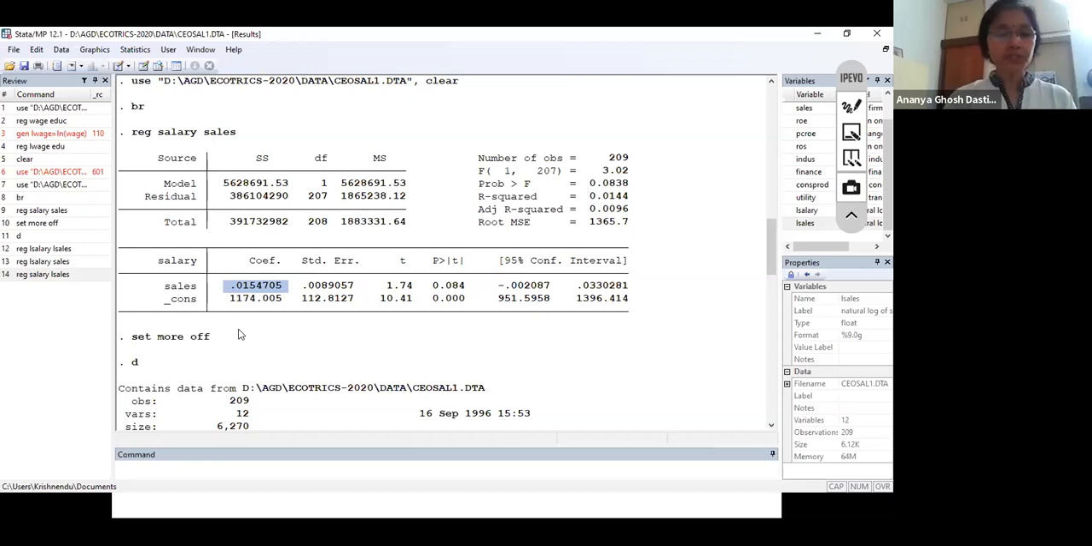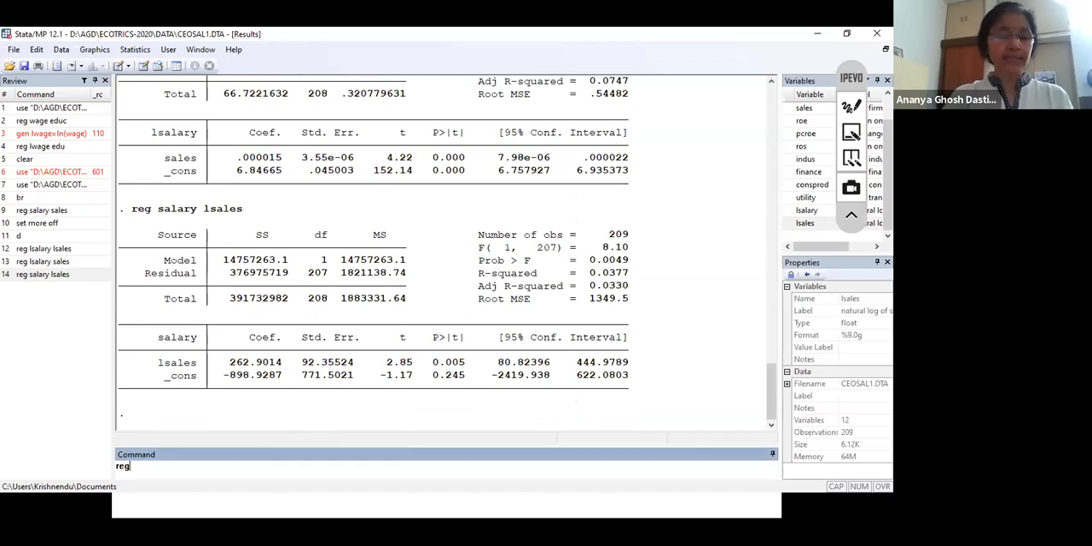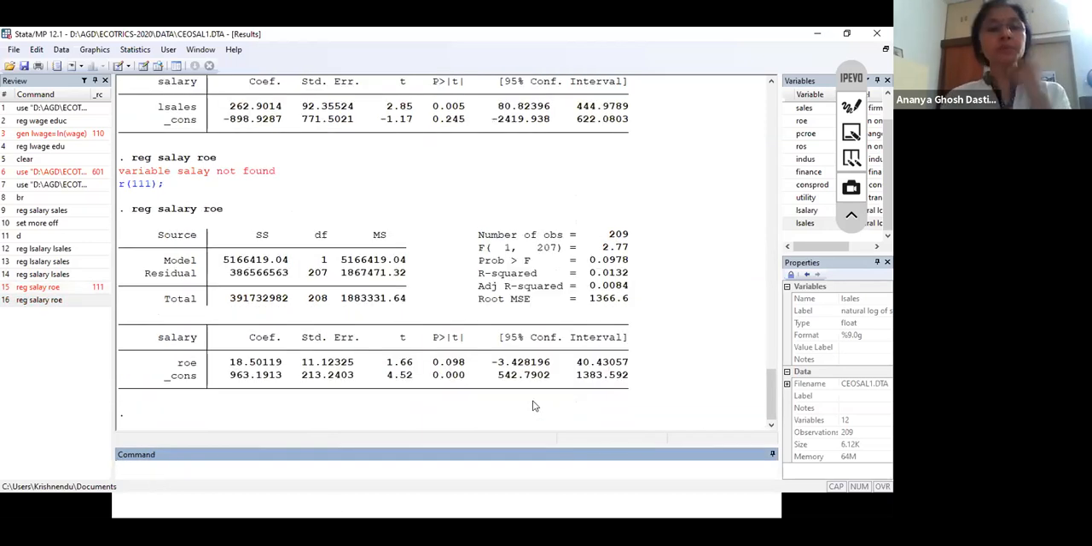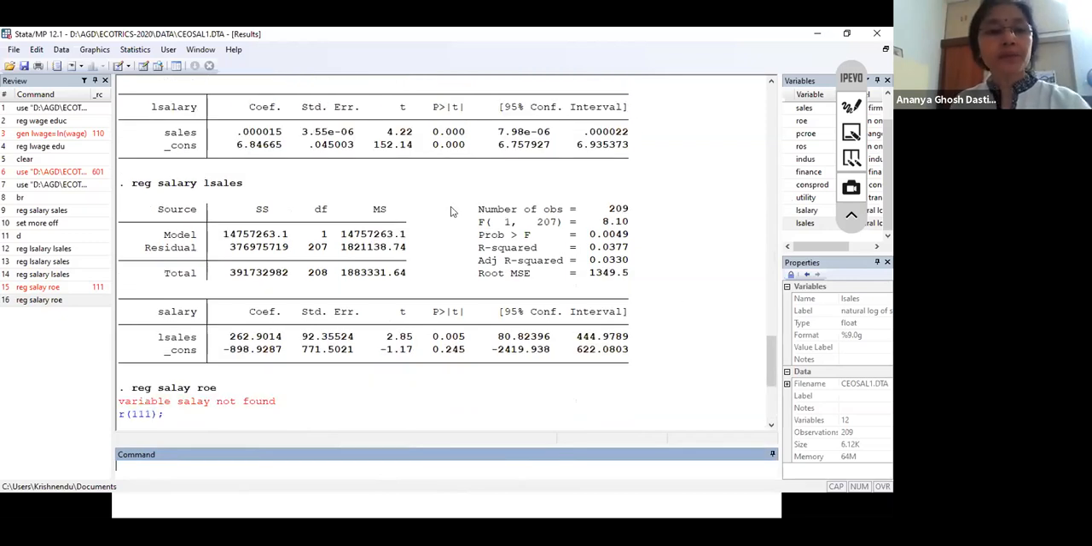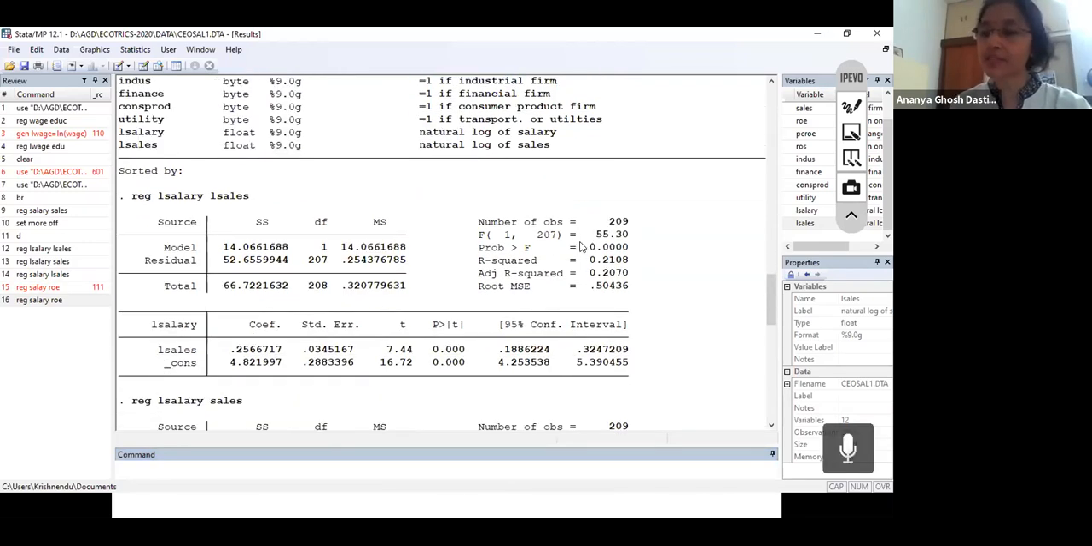Now, suppose I were to run a model with a different variable. Suppose I were to regress salary on return on equity. Sorry, it's giving me an error message because I made a mistake. Okay, so suppose I regress salary on return on equity. Now remember, what is return on equity? It is the average return on equity of the CEO's firm. This is measured as a percentage.